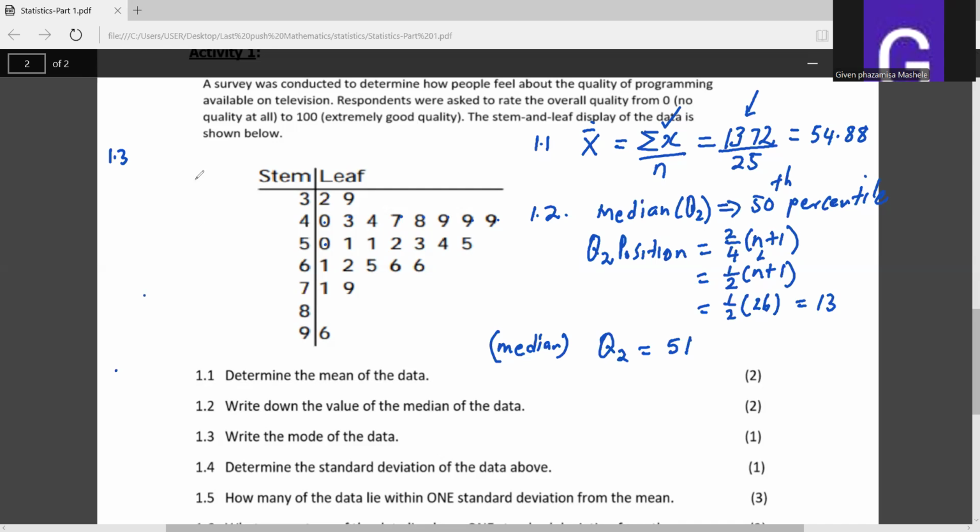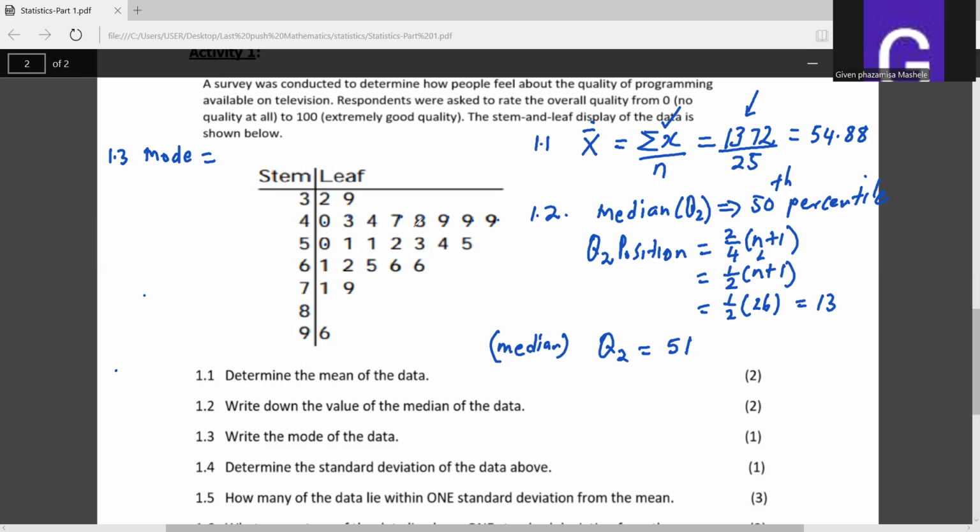Write down the mode of the data. We need to write down the mode of the data. And ladies and gentlemen, what is a mode? A mode is the number that occurs most frequently in a data set. The number that repeats itself, or the number that occurs most frequently in a data set, is called a mode.